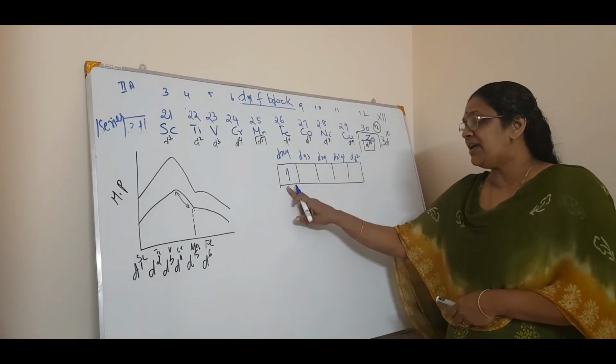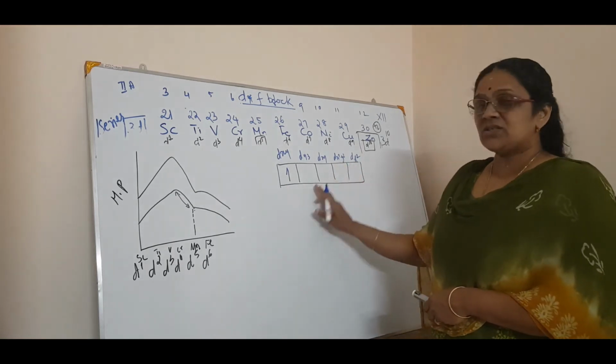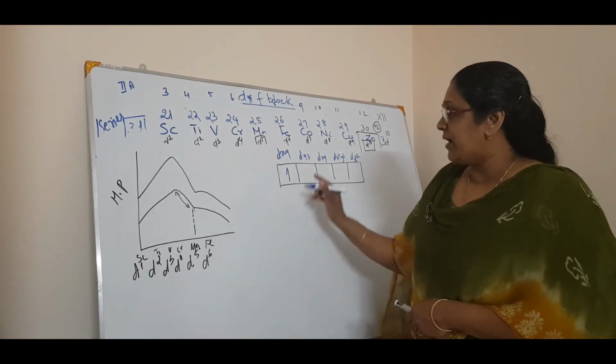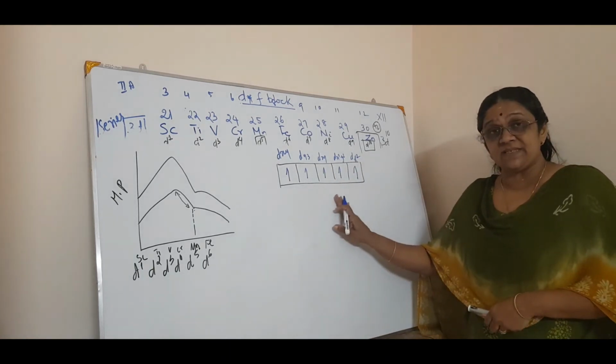If you put it in dyz, that's fine. If you put it in dz², that's also fine. So all of that is degenerate orbitals. So d1, then d2, d3, d4, d5, by Hund's rule of maximum multiplicity.